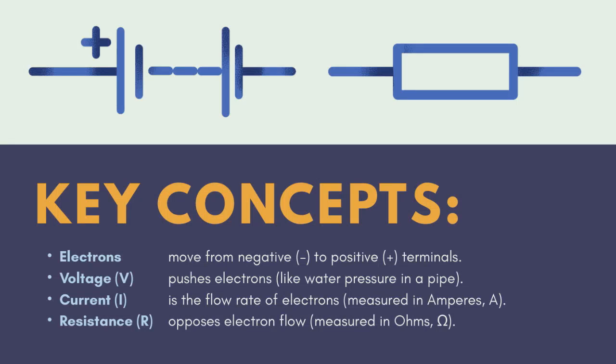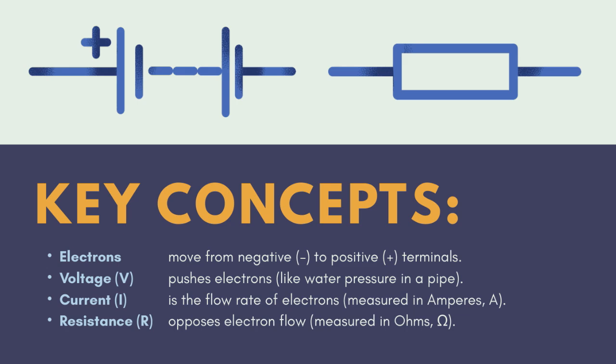They are tiny particles that carry electrical charge. When we talk about moving electrons, we're often referring to the flow from the negative terminal to the positive terminal. Think of it like water flowing through a pipe, where the pressure pushes the water along. In electrical terms, this pressure is what we call voltage, measured in volts or V. Voltage is essentially the force that pushes electrons through a circuit. The higher the voltage, the stronger the push.